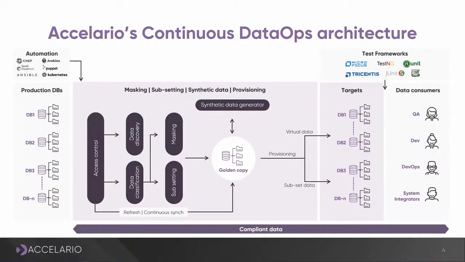During this demonstration, we showed you how Accelario's continuous data ops platform can create a synchronized and compliant copy of production data for use by data consumers. We've shown you how the platform does this using continuous data synchronization between the source and golden copy, the ability to find sensitive data and mask it, and the ability to provide virtual database copies to data consumers that take up little to no storage capacity to run.